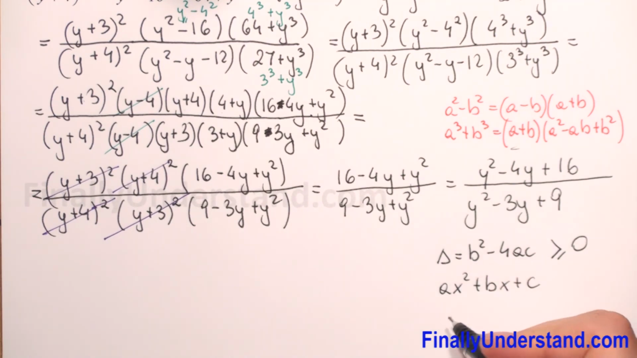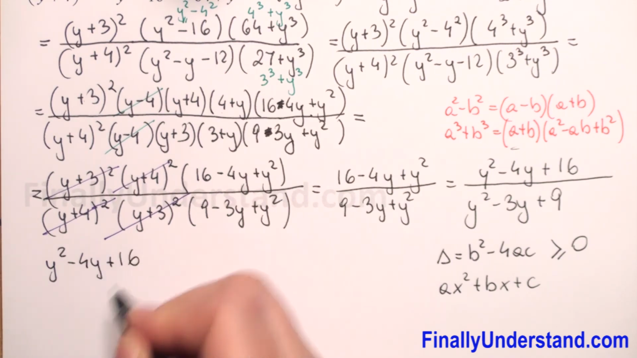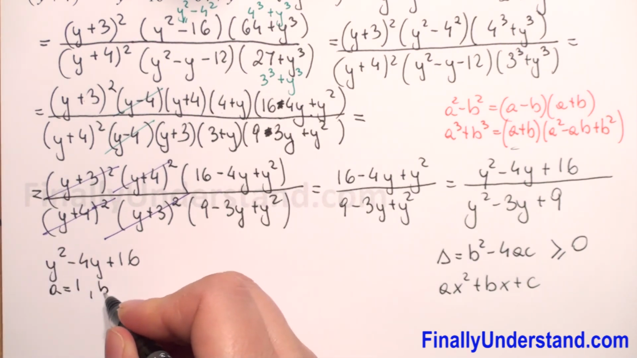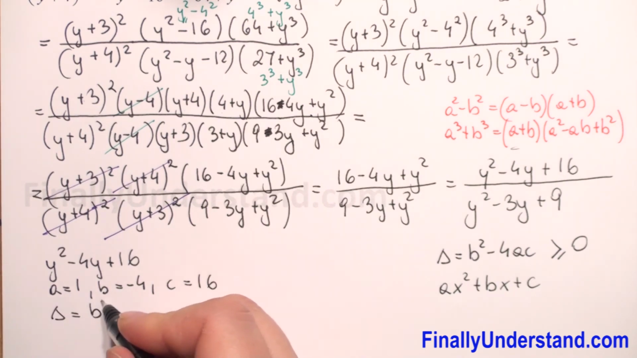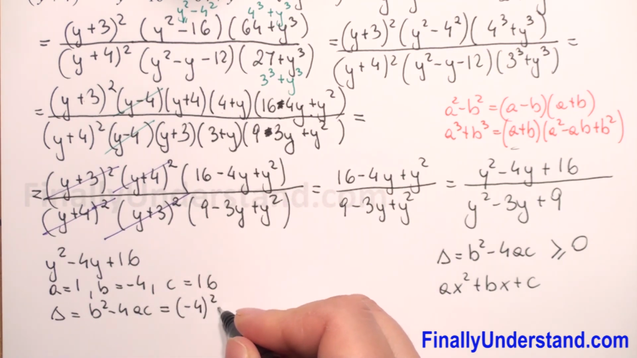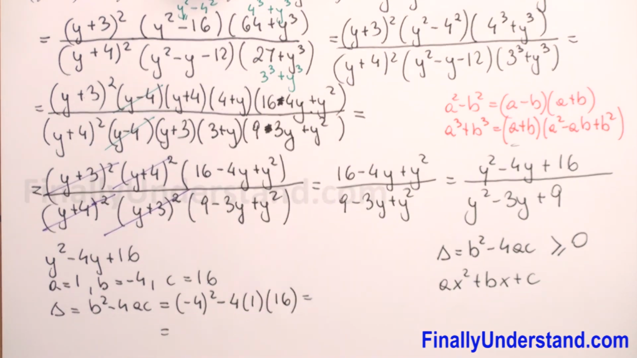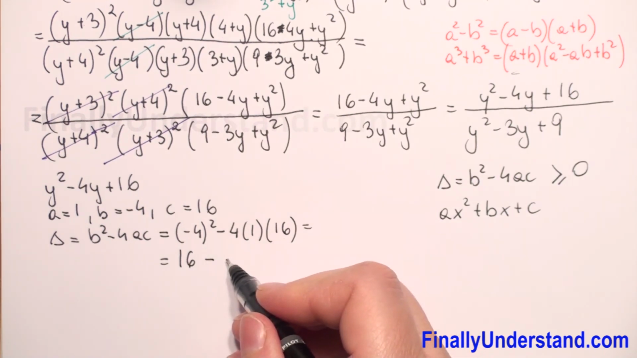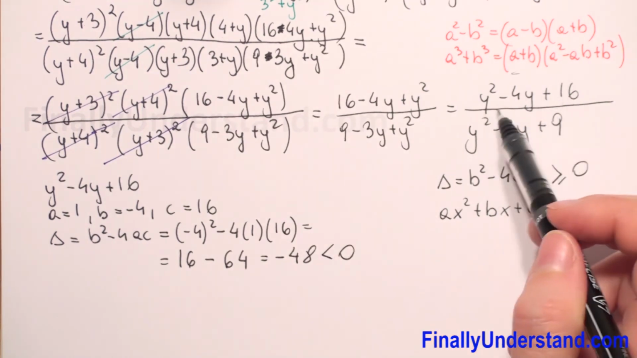So let's check the delta. For the first example, let me copy this. We have y squared minus 4y plus 16. So a is the coefficient before y squared, so this is 1. b is the coefficient before y, so it's negative 4, and constant c is 16. So delta is equal to b squared minus 4ac. This is the formula, so this is equal to b to second power, so negative 4 to second power minus 4 times a is 1, c is 16. So this is equal to negative 4 to second power, so this is 16, minus 4 times 16 is 64, is equal to negative 48, is less than 0. We cannot factorize our numerator.